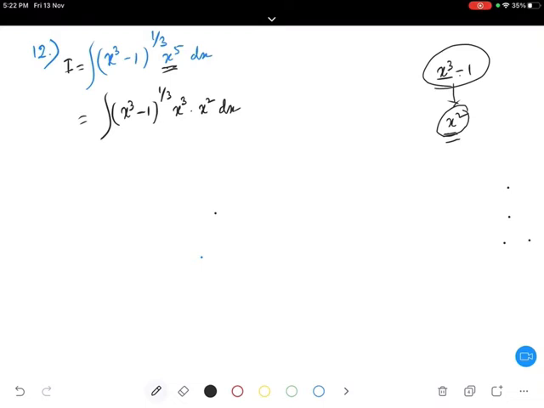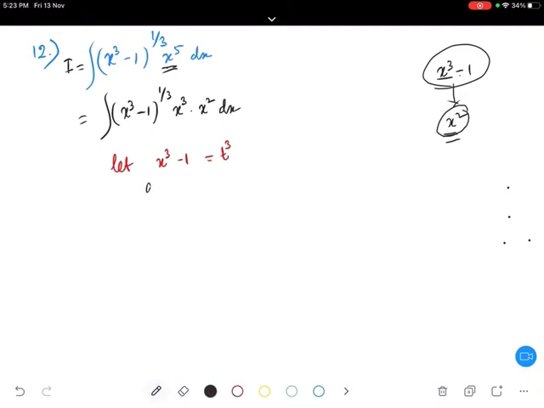Now I will substitute: let x cube minus 1 be equal to t cube. Can you tell me why I have taken a cube? Because here we have a cube root. When we had a square root, I took whatever was inside the square root as t square. Now since it's a cube root, I have taken whatever is inside the cube root as t cube. By this way the cube root goes away.